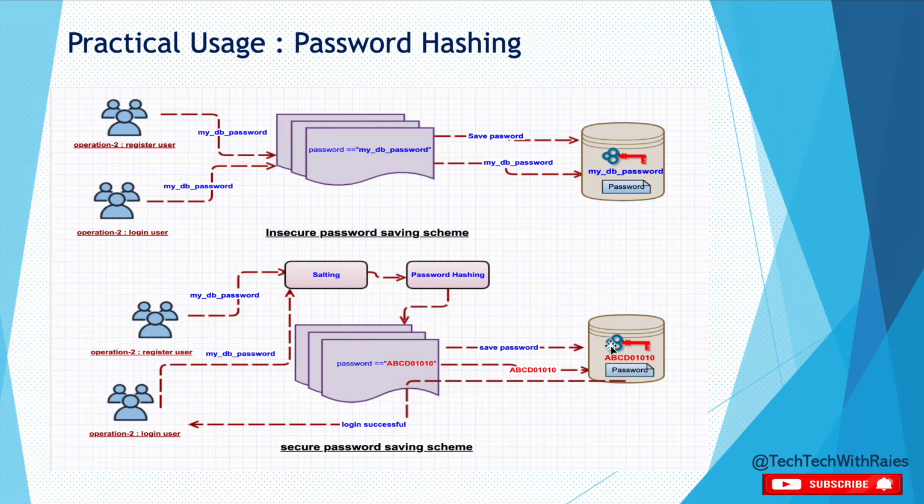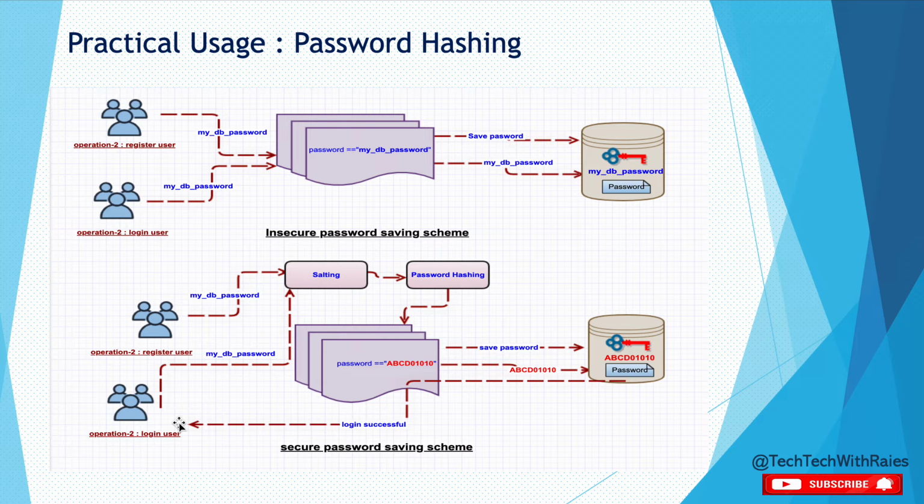Now we are going to save it in the DB. Next time when we log in to the system, we again pass my DB password. It will be added with the same salt, and the same hash function will be applied. If you recall that property, if you pass the same user input, it will again generate the same output, right? A unique fixed length output is generated, and it is compared with the DB password which was saved earlier. Both are matching and the login is successful.